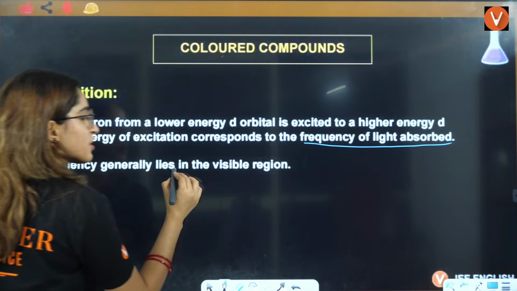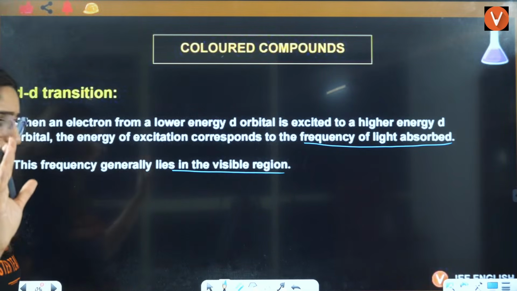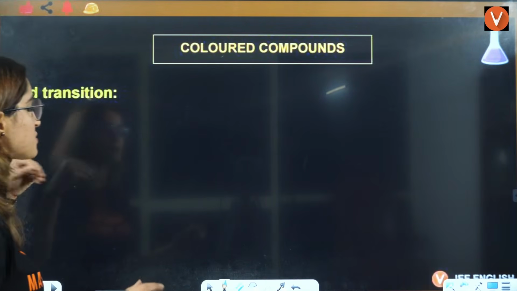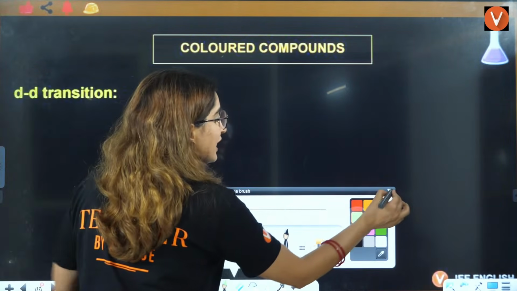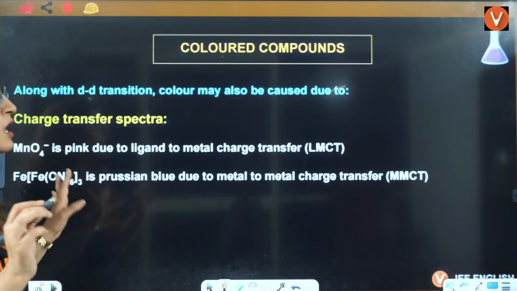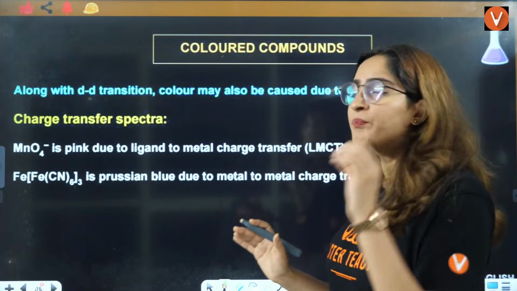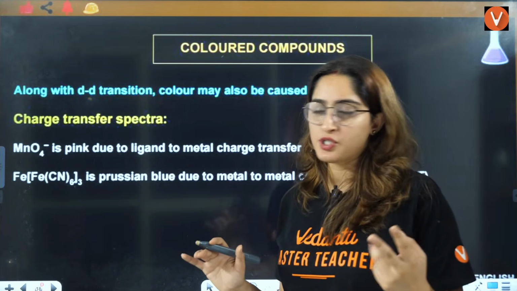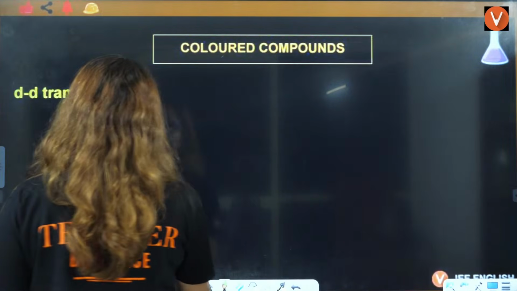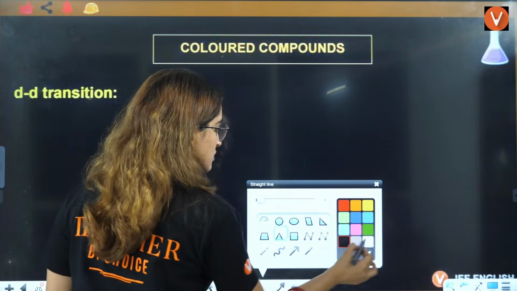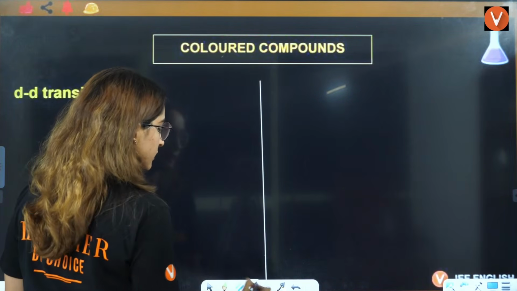This frequency generally lies in the visible region that we have seen in electromagnetic radiations as well. So because of these d-d transitions, you have colored complexes, right? Simple. Now, there are two exceptions to it. So I'll tell you what these two exceptions are. If you talk about these two cases, we are also going to talk about them in detail.